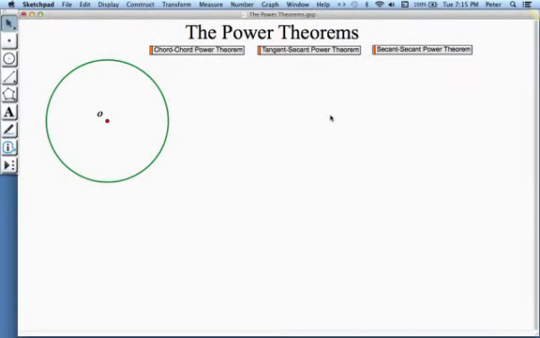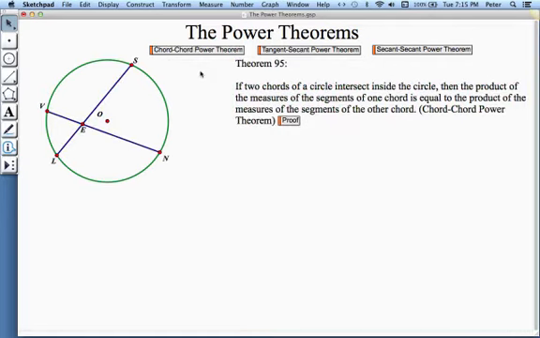The first power theorem is called the Chord-Chord power theorem, and not surprisingly, it involves two chords intersecting in a circle. And it tells us that when this happens, the product of the parts of each chord are congruent. So in other words, VE times EN will equal LE times ES. Now let's take a look at a proof as to why that's true.